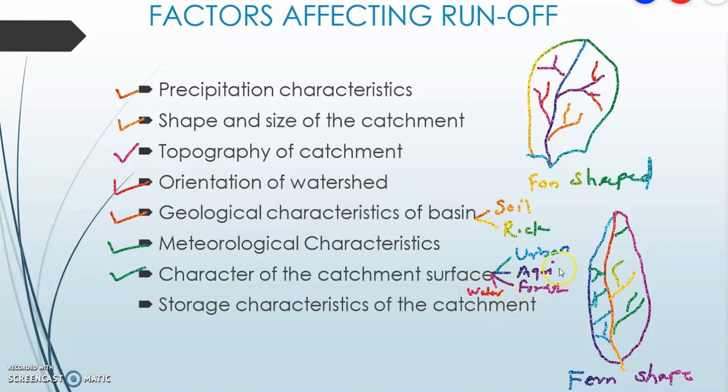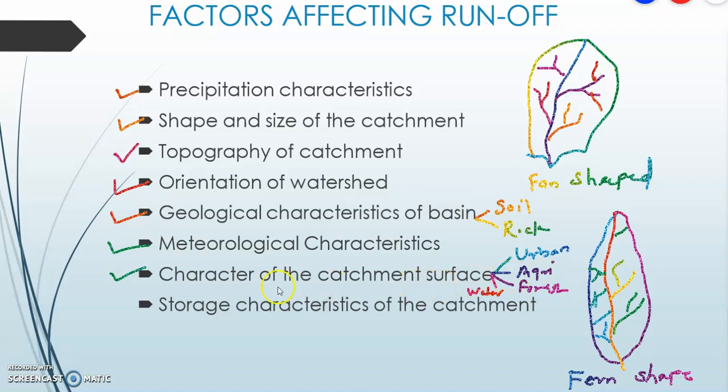So depending upon the land use land cover, or the natural cover, it also affects runoff generation. Everything is interrelated. When agricultural land is there, it has a connection with infiltration. When infiltration is more, less runoff will be there. In this way it affects runoff.